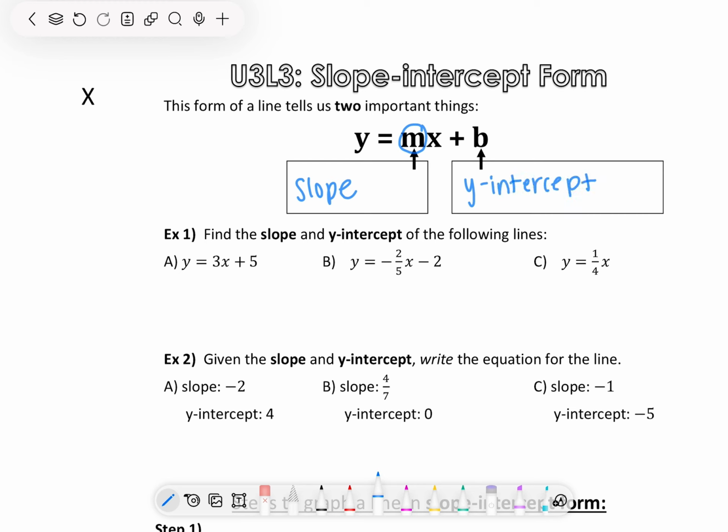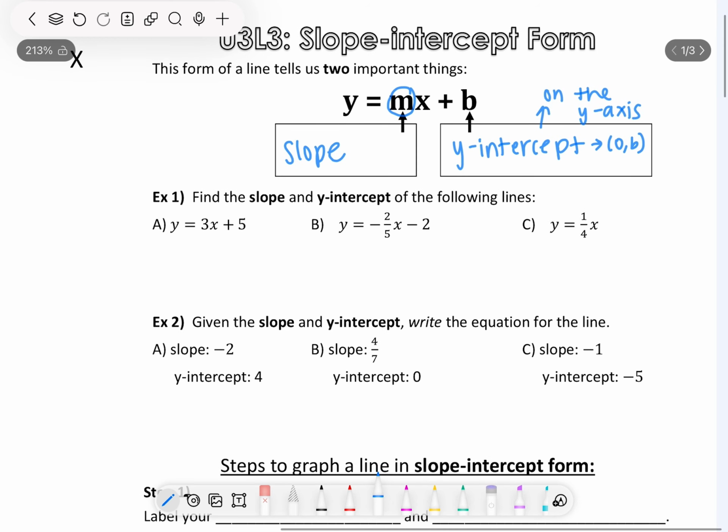Keep in mind your y-intercept is a coordinate. It is a coordinate (0, b). Okay, and it is on the y-axis. So find the slope and y-intercept of the following lines.